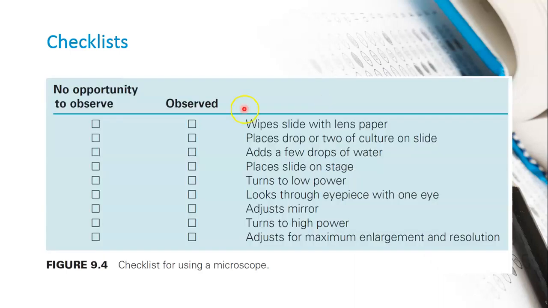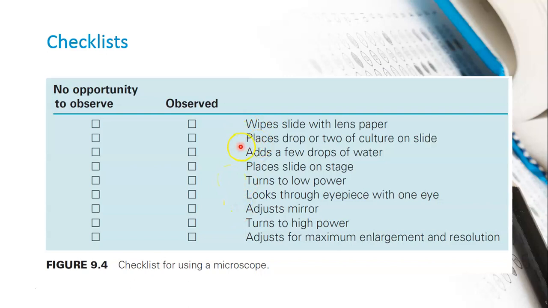This is an example of a checklist. It has a tick here, and the observer or the assessor will just tick one of it. It's either observed, or no opportunity to observe, and so on. On this checklist, we don't give a negative for anything done wrong, but it's only looking for whether it is present or not, whether you can see these steps have been performed or not.